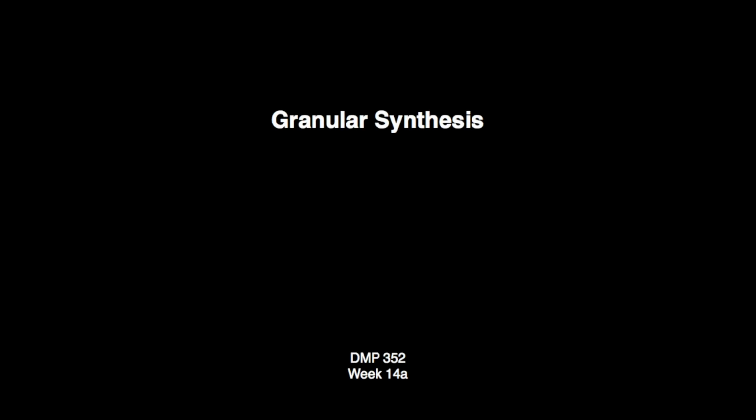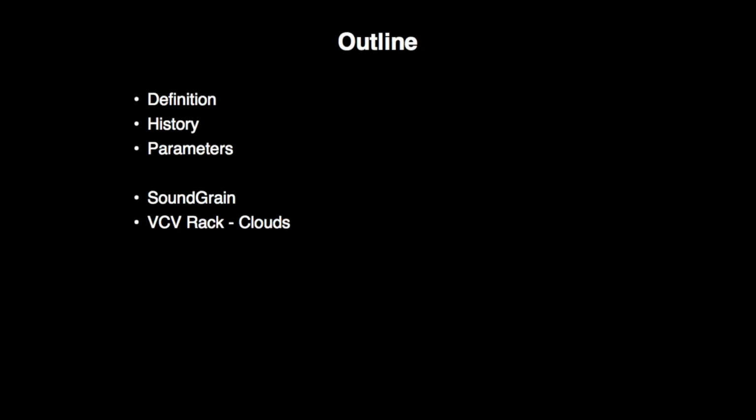In this lesson we're going to be talking about granular synthesis. So we're going to start out by just going over a definition of what granular synthesis is. We'll talk about the history of granular synthesis, look at some early works that use it, go over some parameters in a little bit more detail, and then we'll look at how to do granular synthesis in two different programs. We'll look at SoundGrain, a standalone granular synthesis application, and then we'll look at how to do this in VCV Rack with Mutable Instruments Clouds.